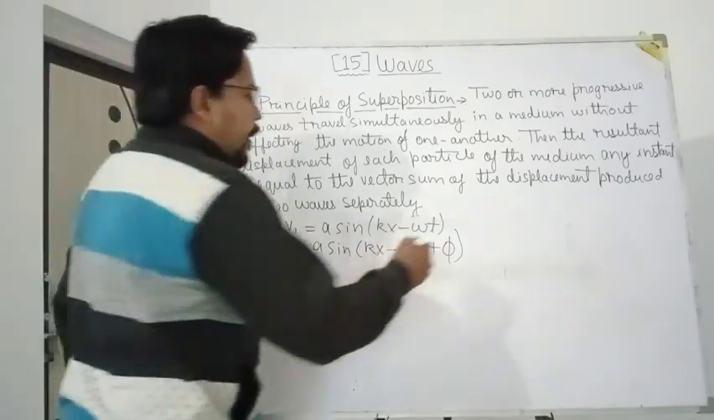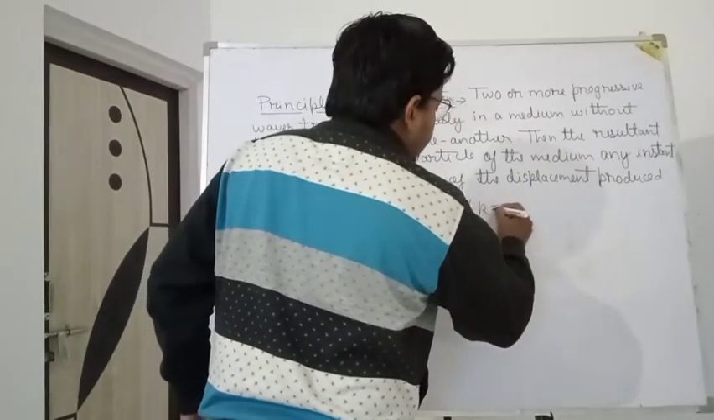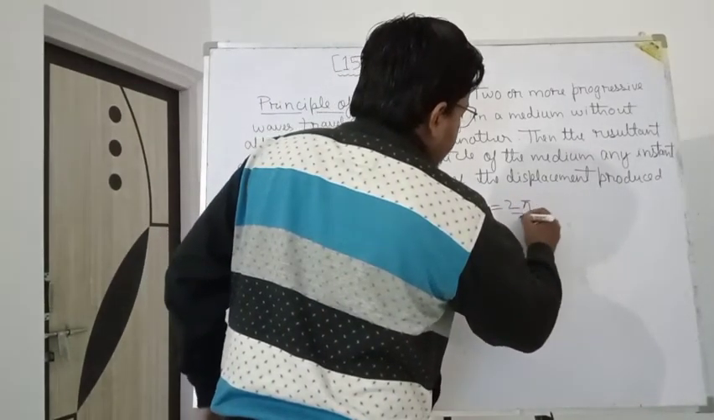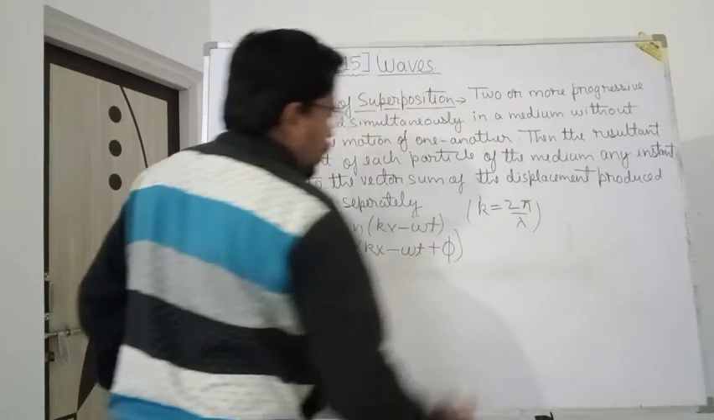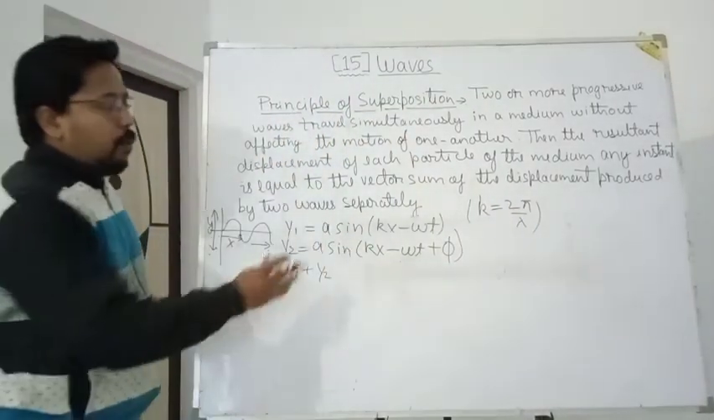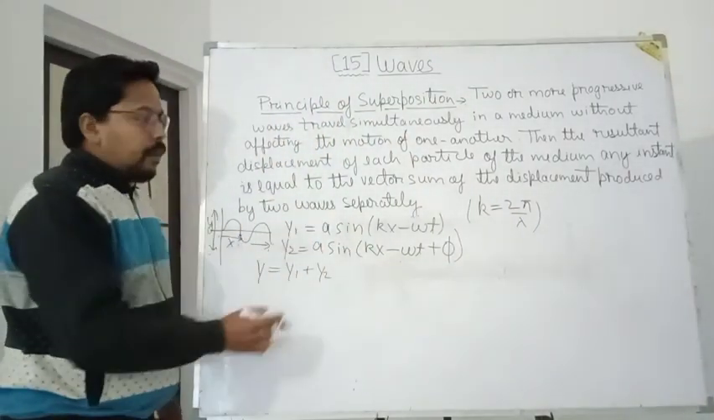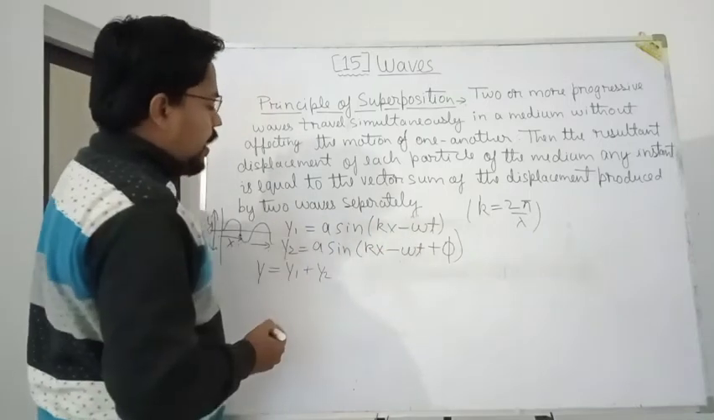So k is the propagation constant. It is represented in terms of wavelength: k is equal to 2 pi upon lambda. This is the formula for k that I am using here for a progressive harmonic wave. Remember, and this is the format of that displacement.